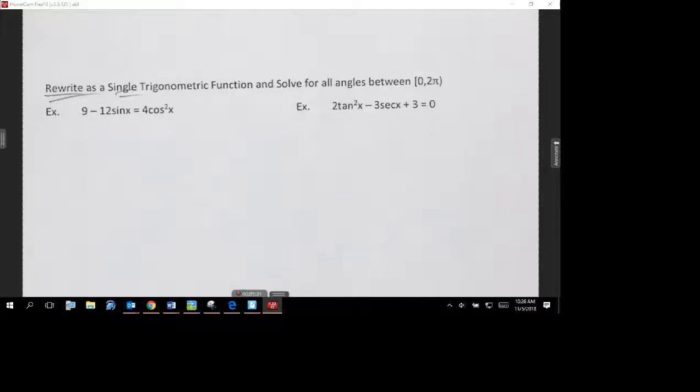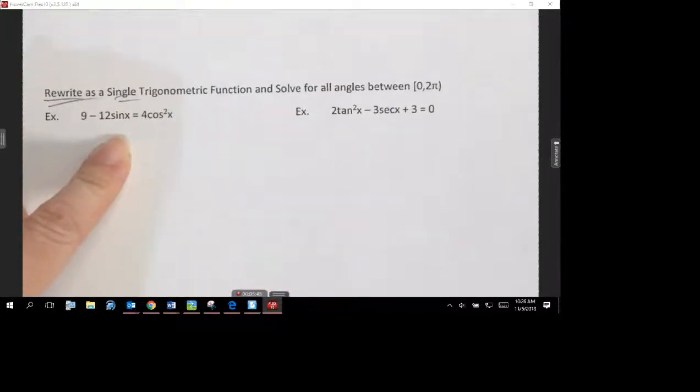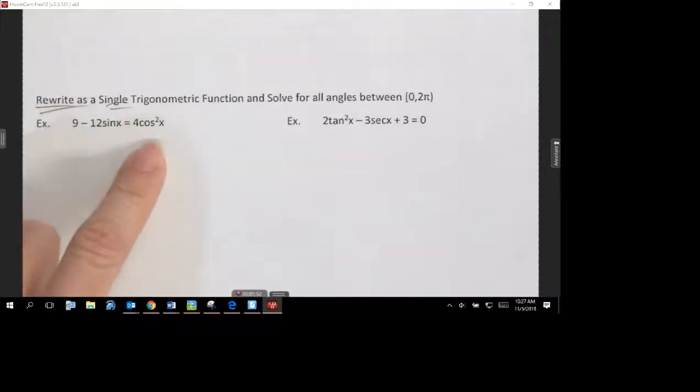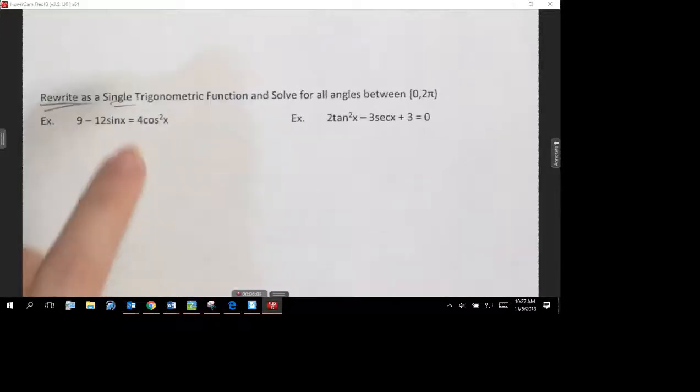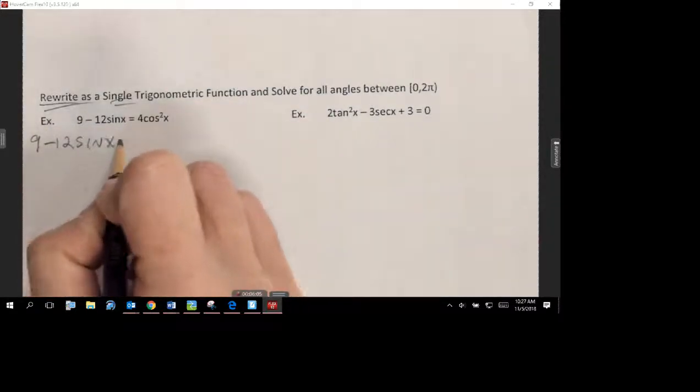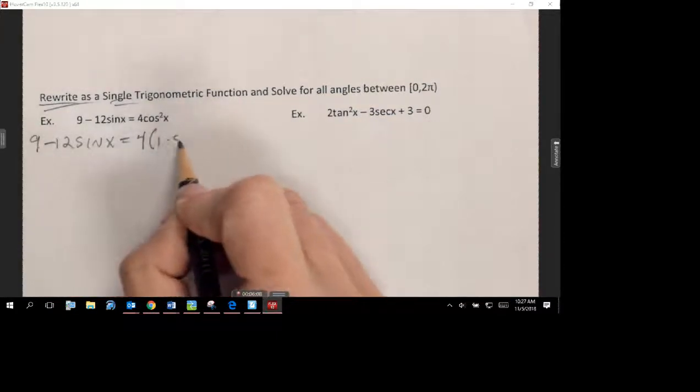How? But it's 1 minus sine squared. So let me ask the same question I just asked. Can I take sine x out and substitute it for something that has cosine x in it? No, because it's not squared. But cosine squared. So Jasmine, what were you going to say? You could change cosine squared x. 1 minus. Right, so we're going to substitute. We have 9 minus 12 sine x equals 4 parentheses 1 minus sine squared x.